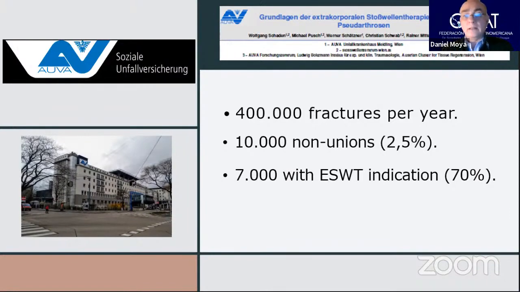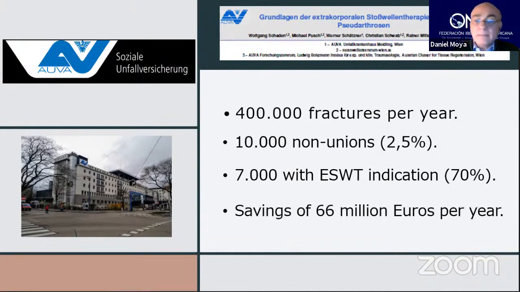conditions to treat the patients with shock waves, and we will discuss this in one of the webinars that will be related specifically or focused on bone diseases. And the system saves 66 million euros per year just because they use shockwaves instead of going directly to surgery.